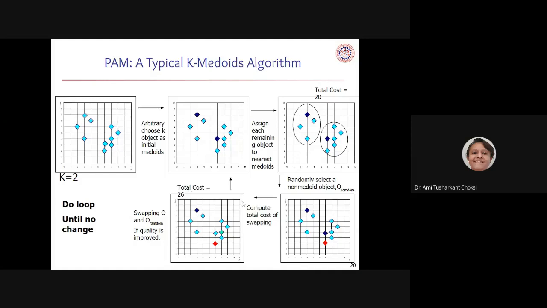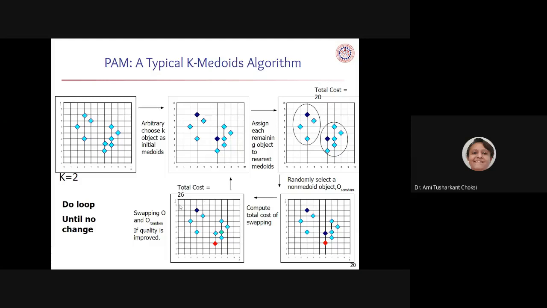Total cost is, say, 26. Swapping O and the random object is done if the quality is improved. We will swap these two objects, that is the medoid which we have considered and whatever we have randomly selected. We swap them only if the quality is improved. That is the swapping cost, right? Swapping cost is 26.